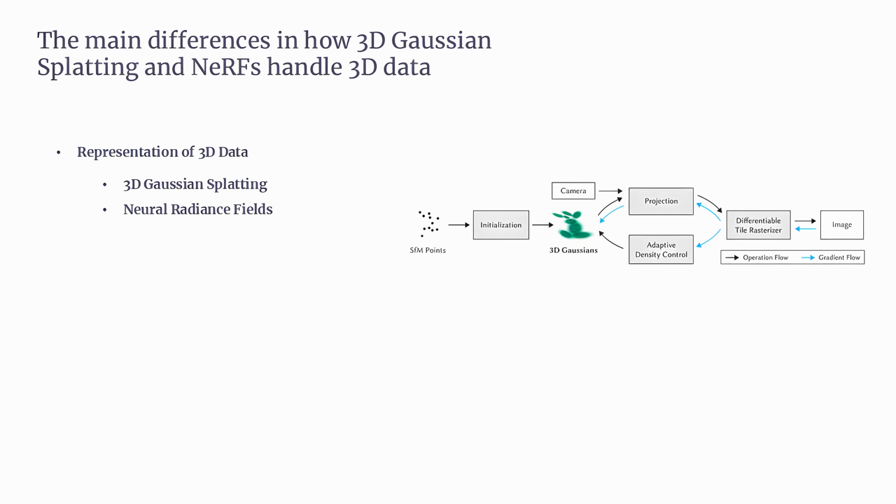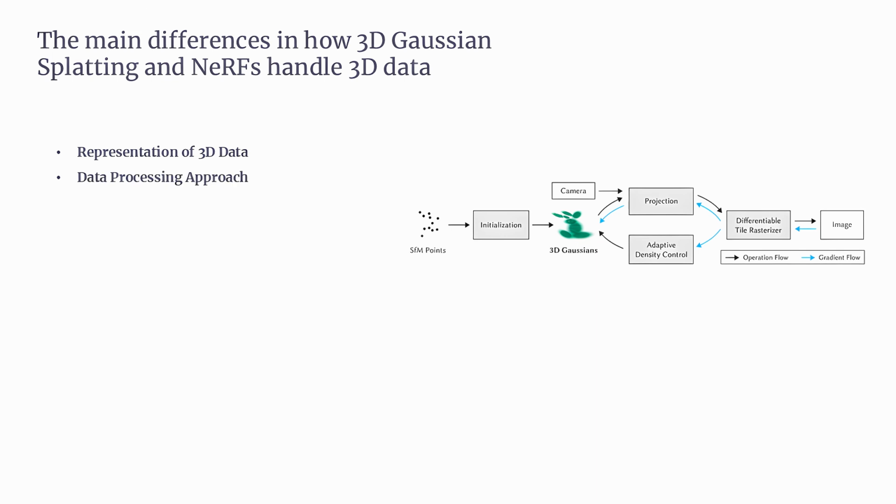For neural radiance fields, NeRFs use an implicit representation, where a neural network models the scene. This network predicts the color and density of points in space, based on continuous input coordinates. NeRFs work by projecting rays from a camera into the scene, sampling along these rays to estimate color and density. Instead of using explicit geometric primitives like splats, NeRF treats the scene as a volumetric field.